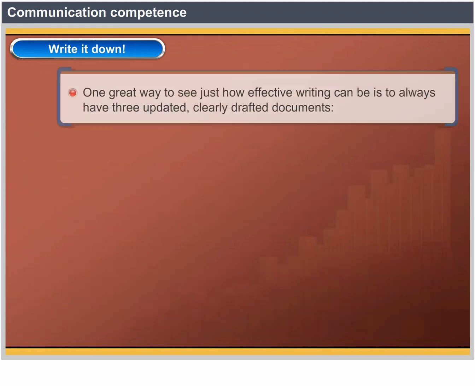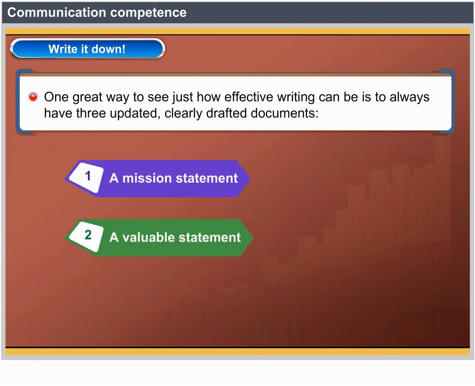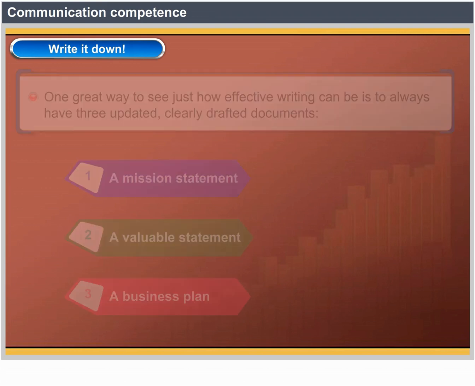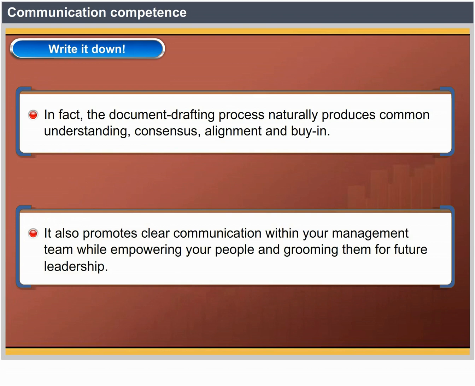One great way to see just how effective writing it down can be is to always have 3 updated, clear drafted documents: a vision statement, a value statement, and a business plan. In fact, the document drafting process naturally produces common understanding, consensus, alignment, and buy-in. It also promotes clear communication within your management team while empowering your people and grooming them for future leadership.